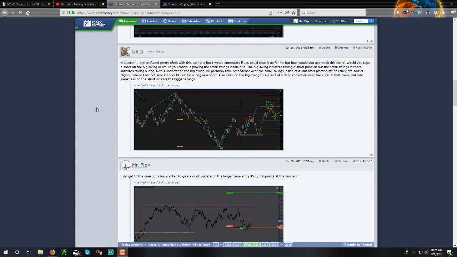Now I understand the big swing will probably take precedence over the small swings inside of it, but after plotting my fibs, they are sort of aligned, where I am not sure if I should look for a long or a short. Also, on the big swing, this is sort of a deep correction near the 78%, that would indicate weakness on the short side for the bigger swing."